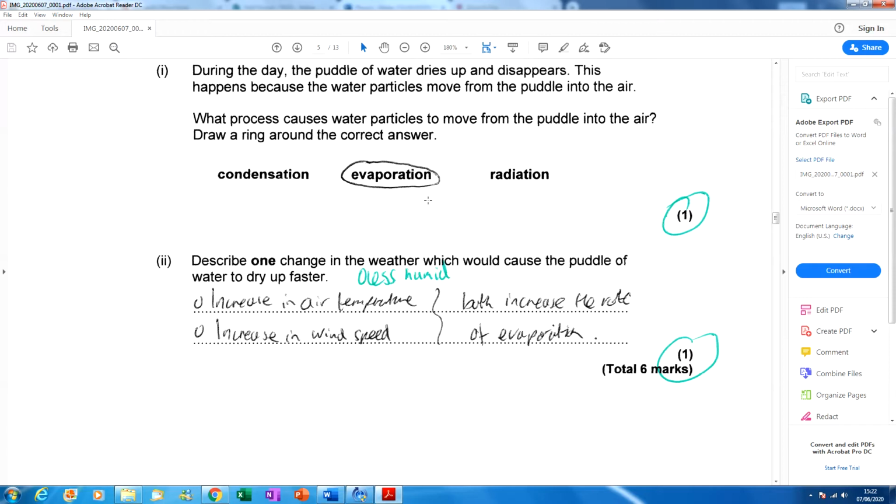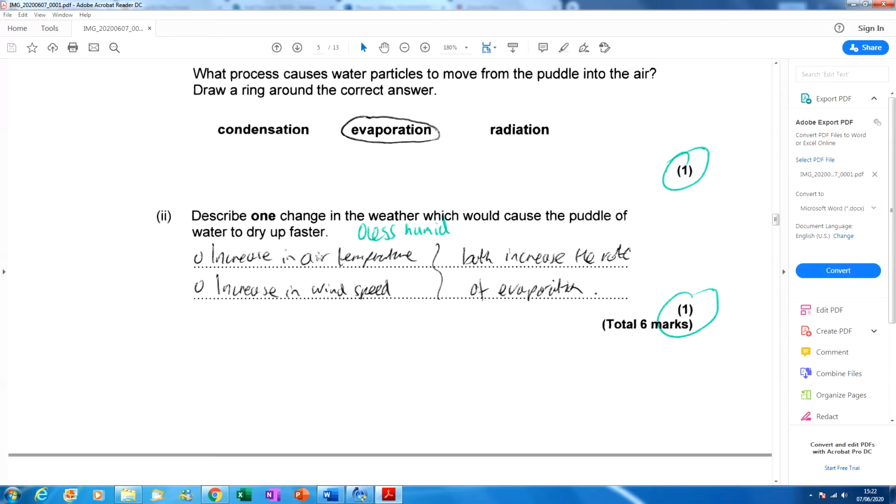Okay, part 2. Describe one change in the weather which would cause the puddle of water to dry up faster. So an increase in air temperature, an increase in wind speed, or being less humid. So what actually happens in evaporation is particles in a liquid at the surface would have a range of energies, because they're all bumping into each other and colliding, and a certain proportion of those particles will end up accidentally having a slightly higher amount of energy than the others.